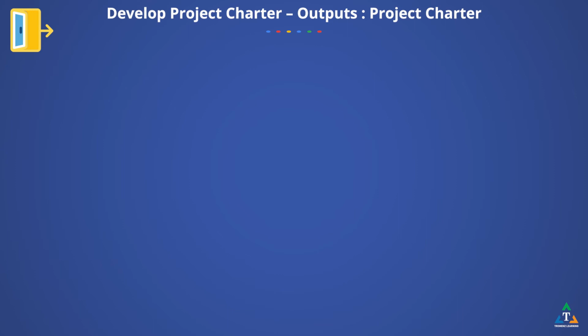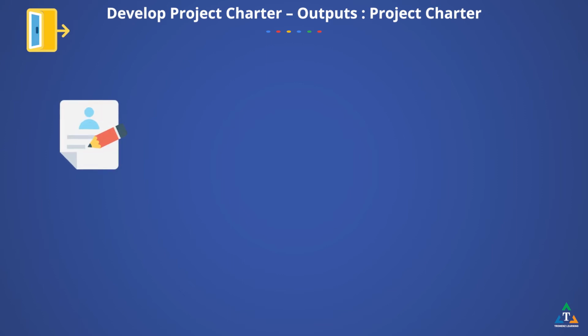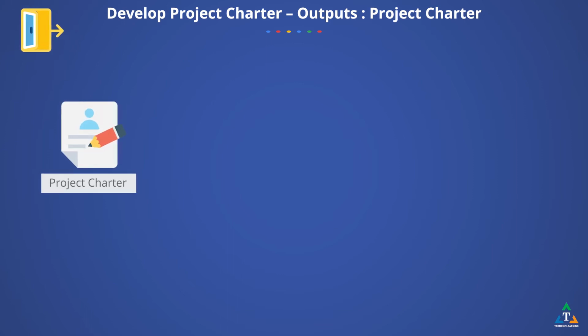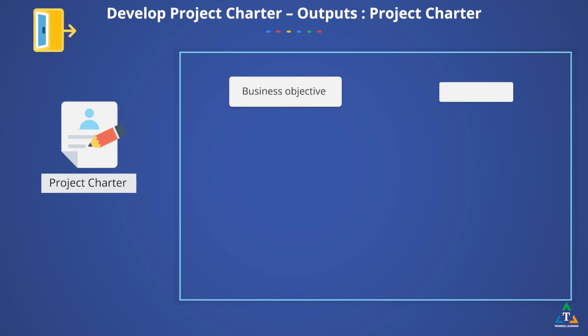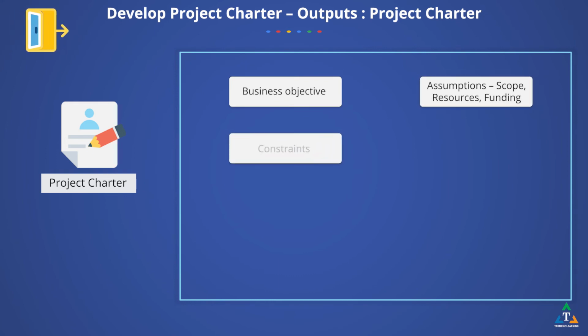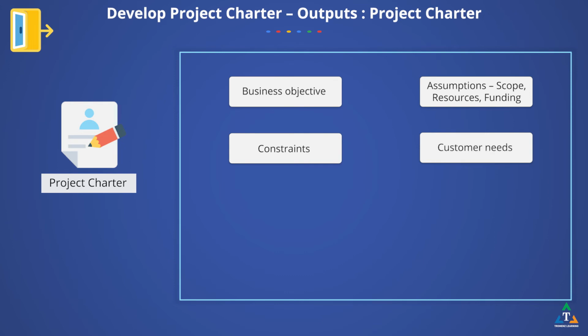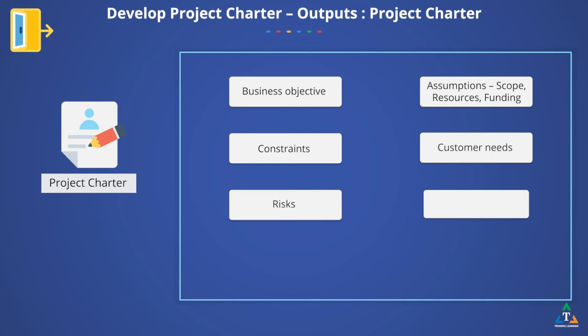After all this information gathering and analysis, you can start to document information in an organized fashion. The project charter is created. The project charter documents the business objectives, assumptions, constraints, understanding of the customer's needs, risks, and high-level requirements for the new product, service, or result which are identified during the previous tasks.